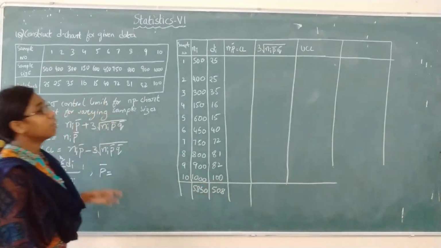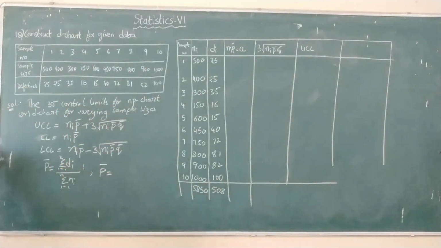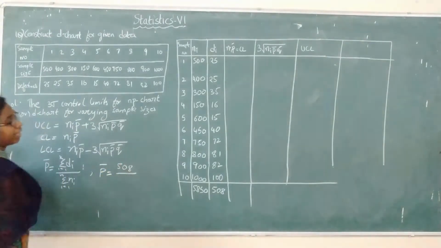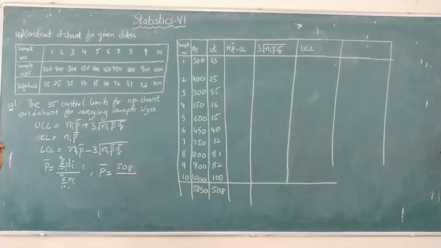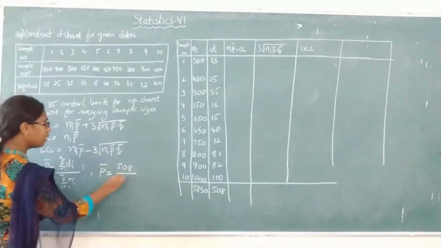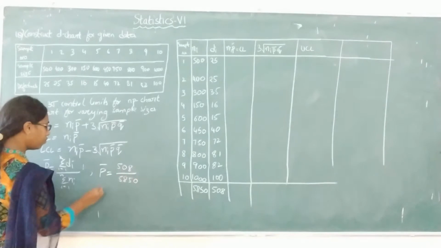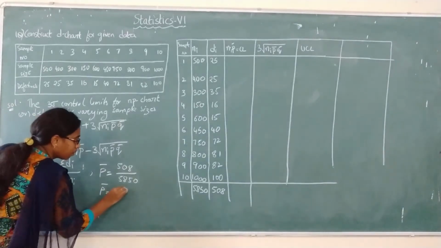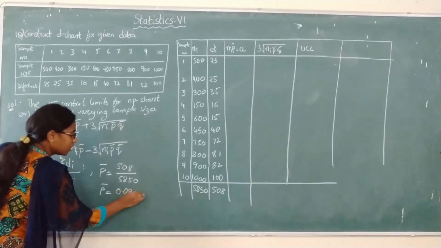So now we got summation of Di and summation of Ni. Substitute in the formula: summation of Di is 508 divided by summation of Ni is 5850. So therefore the P bar value you will get as 508 divided by 5850. The answer is 0.0868. So this is P bar.